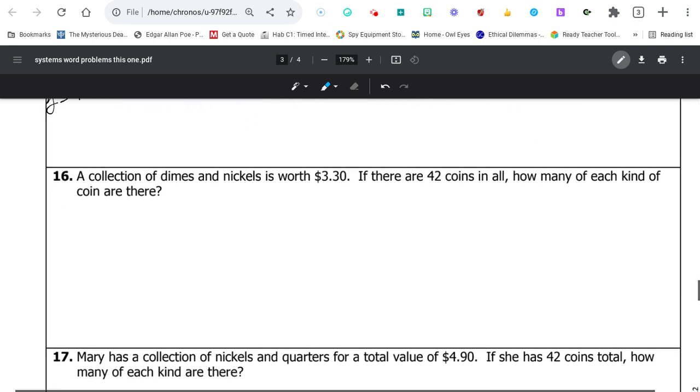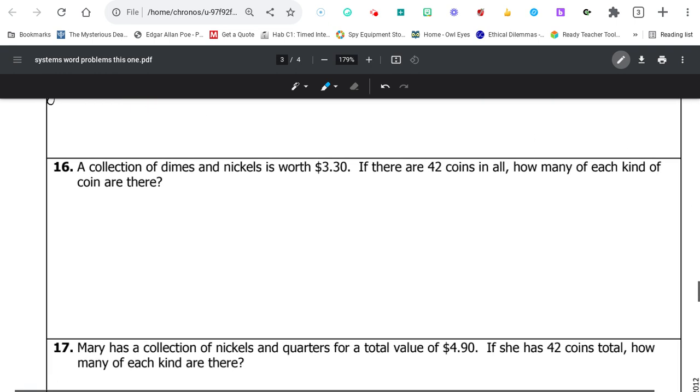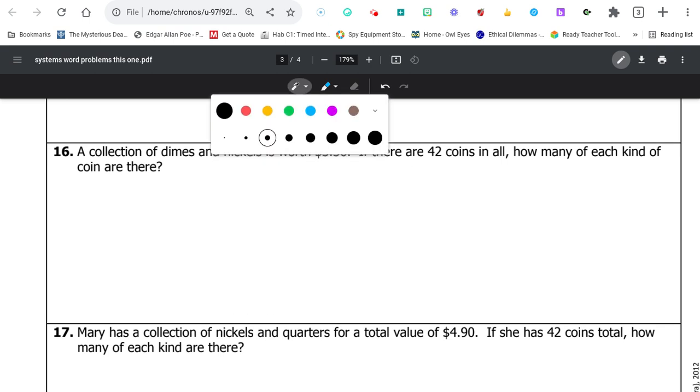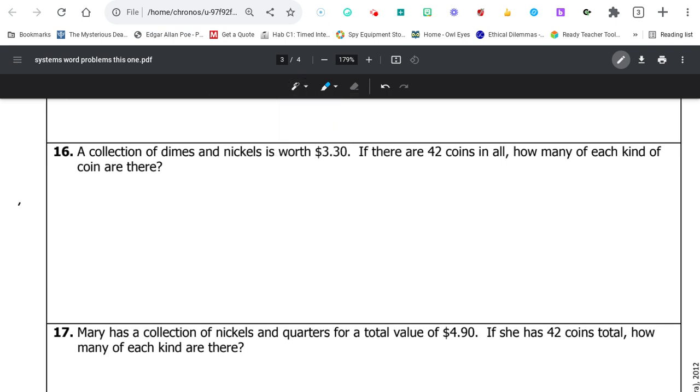All right, let's take a look at 16. This is price and quantity too. I'm still dealing with coins. On 16 it says a collection of dimes and nickels is worth $3.30. That's price. If there are 42 coins in all, that's quantity, guys. How many of each coin are there? So let's do this. Let's let X equal the number of dimes.